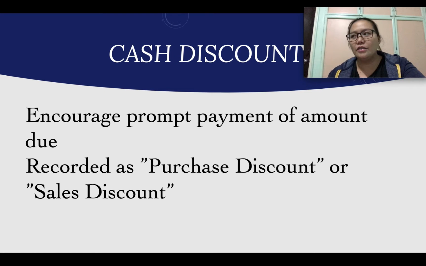That's how cash discount is given. So cash discount is recorded in the books as purchase discount if we are the buyer, or a sales discount if we are the seller. To determine the amount of the cash discount, we have to get the invoice price and then multiply. Before that, you have to check first if the payment was made within the discount period. If not, the customer, or we as the buyer, are not entitled to a cash discount.